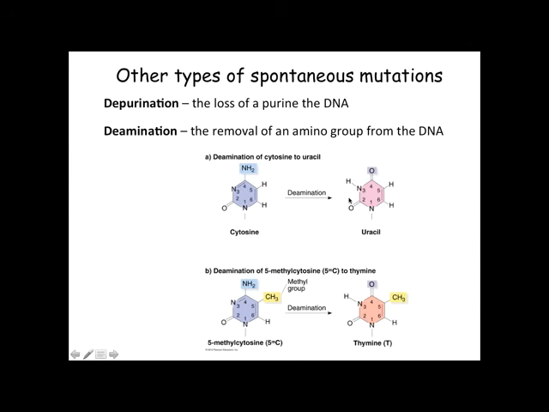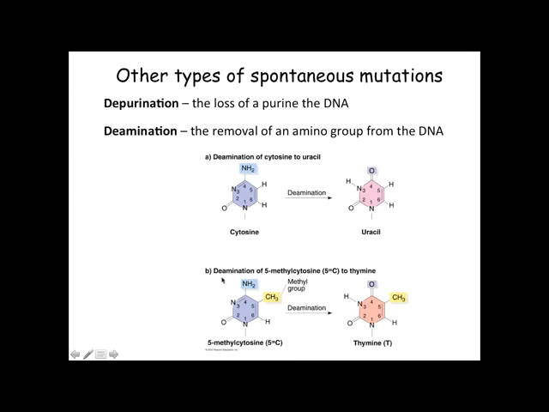And this is not good because uracil is the equivalent of thymine in DNA. So essentially, when uracil is present in DNA after deamination, what this results in is the DNA replication machinery treating uracil like a thymine, and will put in an adenine opposite from it during replication.